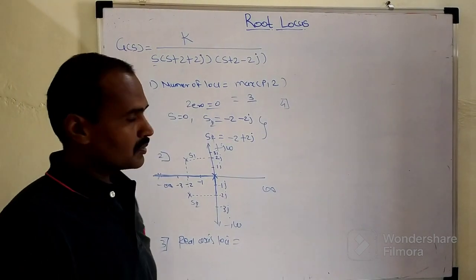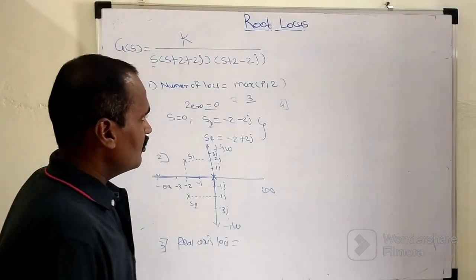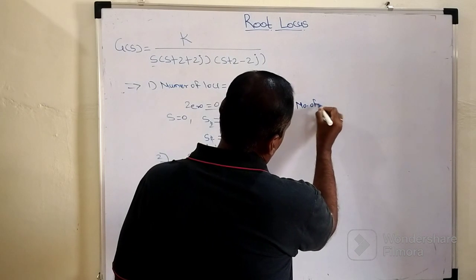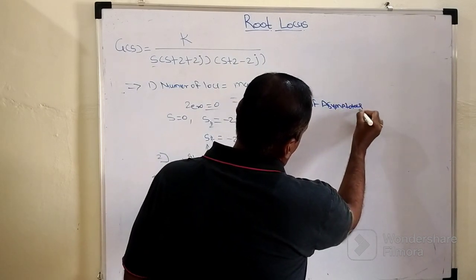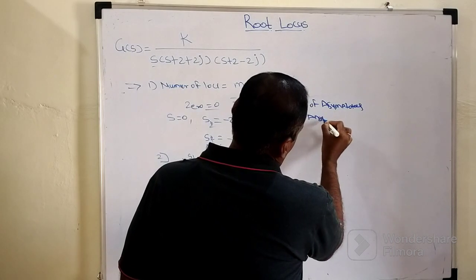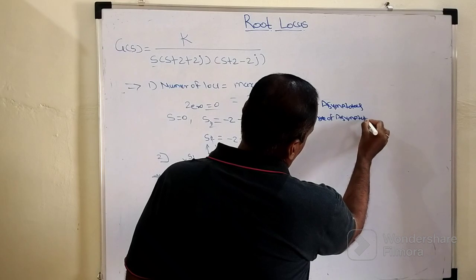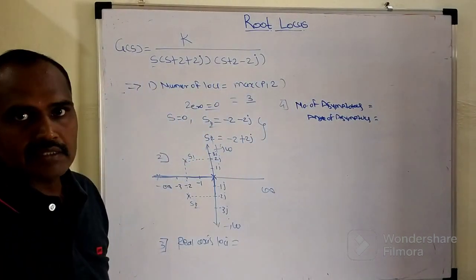Okay, let us continue towards design step number 4. Within that design step number 4, we need to determine the number of asymptotes and the angle of asymptotes.